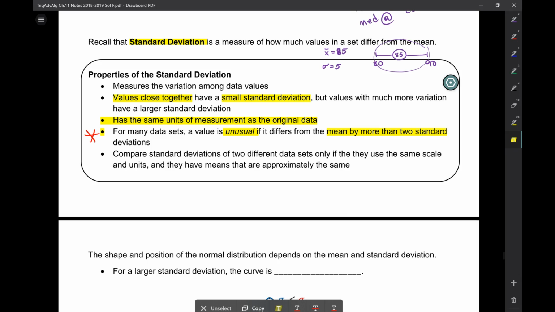So if you think about heights, right? What's usual for this population in this region of the town?